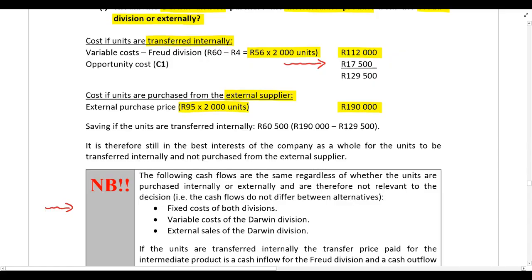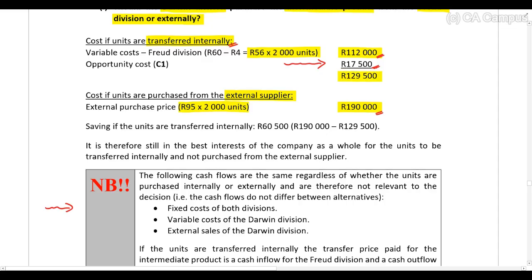We can't just compare the 112,000 Rand to the 190,000 Rand and say it's definitely cheaper for the Freud division to rather buy the components internally from the Freud division. We can't just do that, because then you are not taking the opportunity cost into account. You have to take into account the fact that if this component is transferred internally, the Freud division is going to be losing out on some of their external sales, and that is going to increase the cost of transferring the units internally.